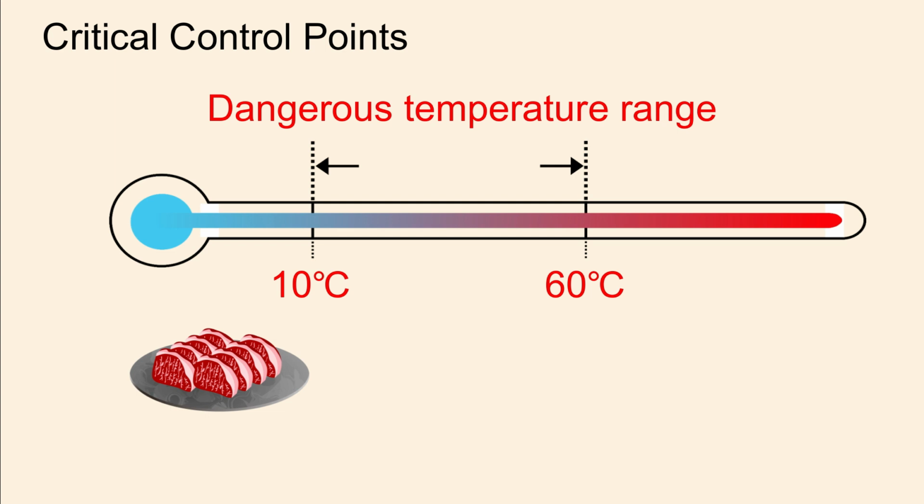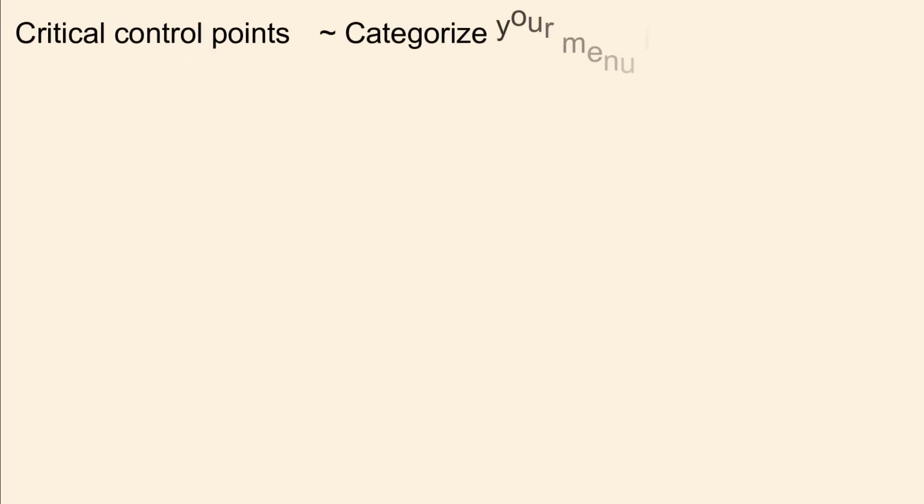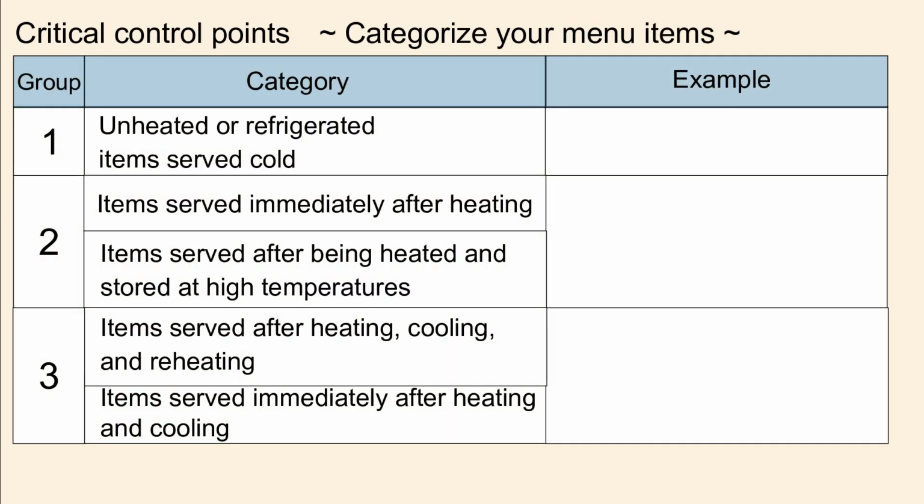So, categorize your menu items based on the temperature at which the food is being prepared. See pages 6 and 7. Categorize the menu items served at your restaurant into 3 groups, as shown here. The first group is foods that are unheated or refrigerated items served cold. Examples include sashimi, salads, etc.